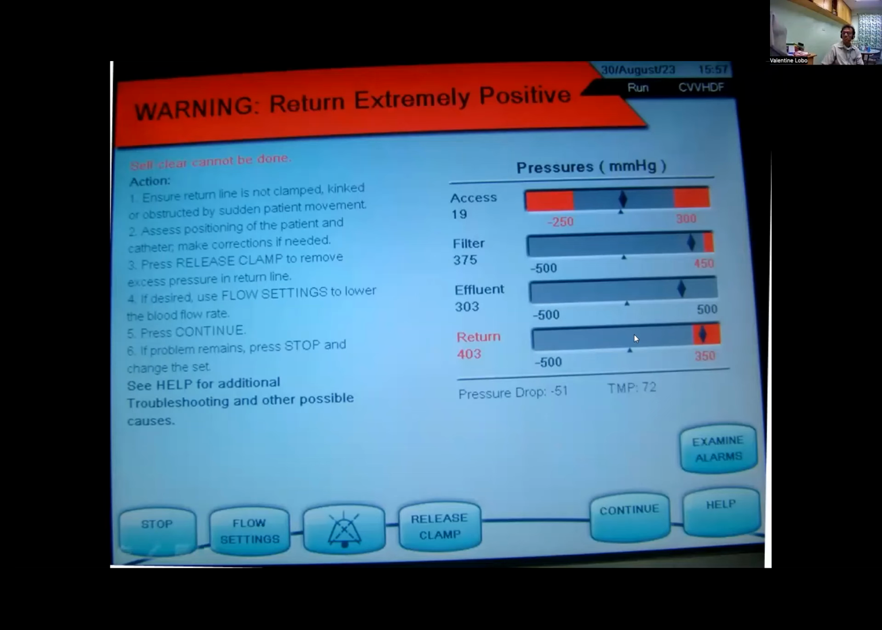So as soon as the return pressure goes out of range, the line will be clamped in such a situation. And so a self-clear cannot be done with return pressures in any situation, because until we use this button at the bottom to release the clamp, the machine cannot drop the pressure to a normal level.